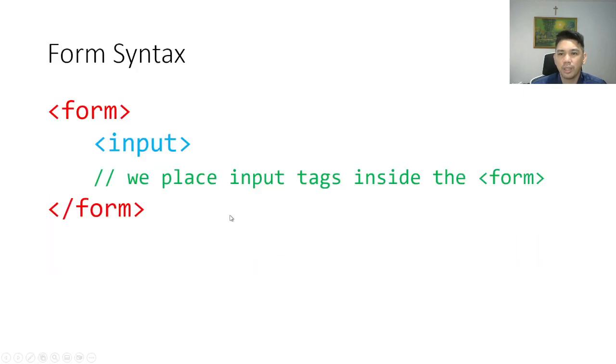So how do we insert this type of forms? We need to use the tag form followed by its closing tag slash form. Inside our form, that's where we place the input tags themselves: the checkbox, the buttons, the radio buttons. So you may think of it as something like a drawing pad.